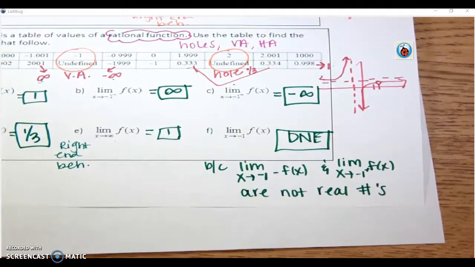Alright, so that is our limits graphically and from a table. So you'll have some practice on that.